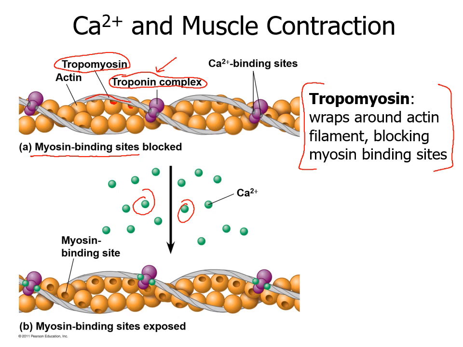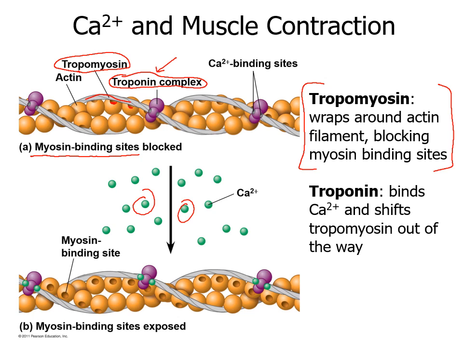So calcium is our secondary messenger of sorts that takes the signal from our neurons and translates that into muscle contraction. Now, there's a couple steps before calcium actually does its thing. Let's look at those. First, finishing off this slide, a couple more words here. So troponin binds calcium and shifts the tropomyosin out of the way. All right, that's the story on this slide.